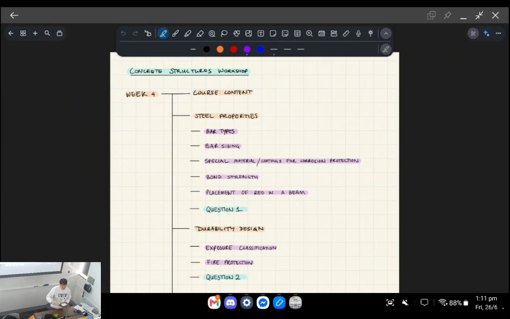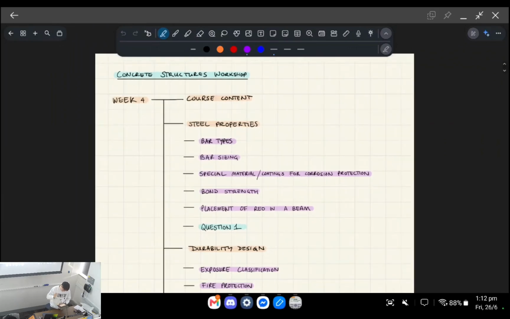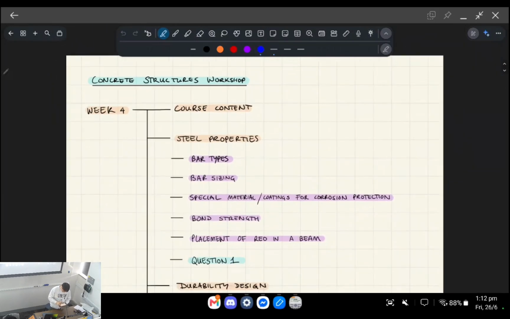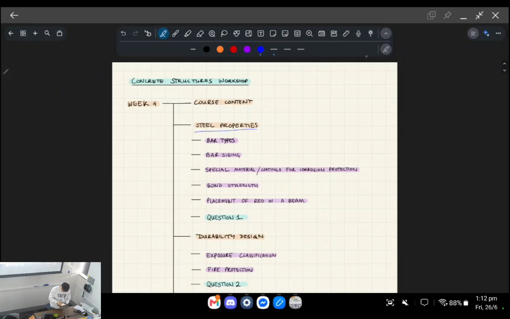So keeping that in mind and having a physical idea of how heavy the rebar is will give you more empathy towards steel fixers and stuff like that. Because if you spec really, really heavy steel, they're going to be very annoyed. Okay. So, yeah, we're going to talk about steel first.